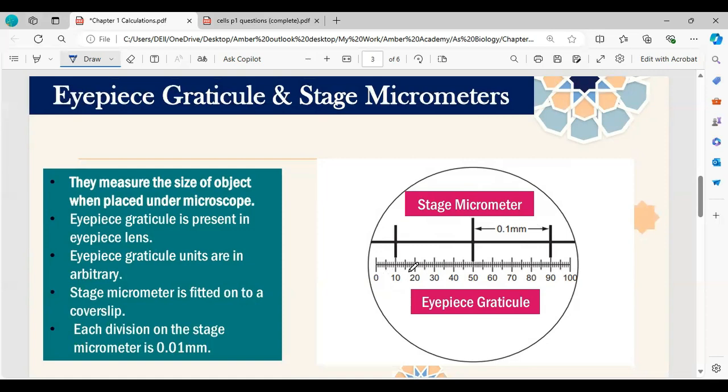Now, we can skip this part right now because if we go into the depth of this, then we'll be unable to understand the entire concept. So it's better that we practice this with our questions. And just one more thing that I would like to add here is that stage micrometer will always have a specific unit. It could be in millimeters, it could be in micrometers, but eyepiece graticule does not have any proper unit. The units of eyepiece graticule are arbitrary, so it does not have any units.